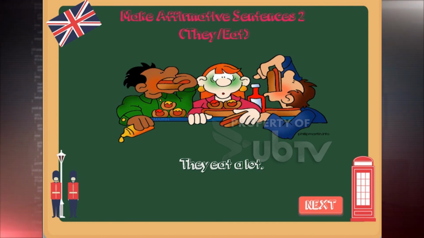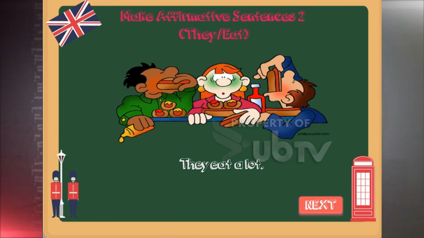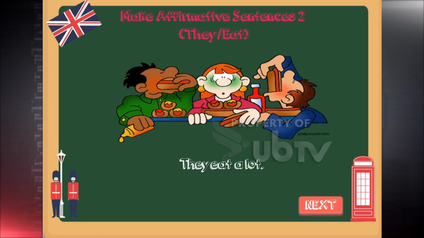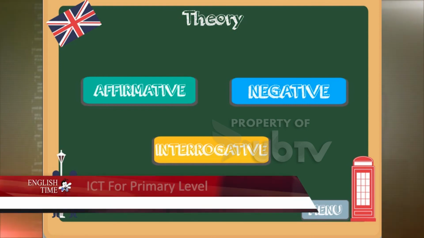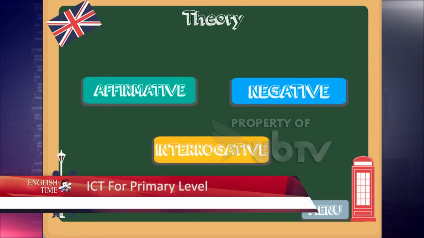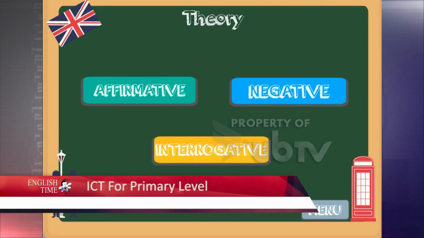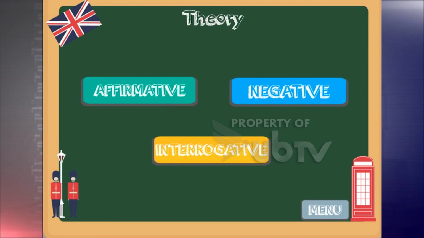The confusing face? Yes. Then let's come to... Can we play it back? Maybe we can. After that, we move to the theory. After that, we go to the menu. I see. So the theory consists of three kinds of sentences: affirmative, interrogative, and negative.